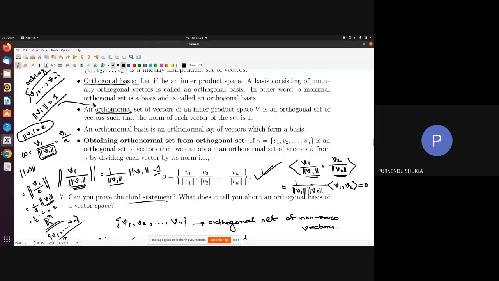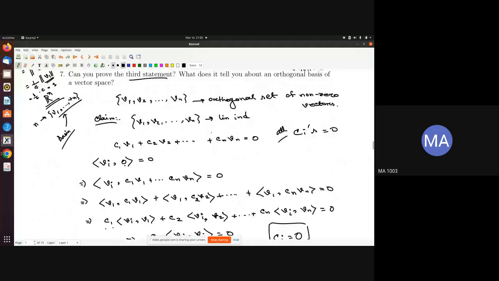If you remember, in physics in class 11, 12, we tried to construct the unit vectors along the axis directions. Whatever the vector length is, I just divide by that length so that I get i, j, k along the x-axis, y-axis, z-axis. That is what we are doing, but in a general sense. Any doubt till this point? So if I give you an orthogonal set, I can get an orthonormal set out of it. And if I give you an orthogonal basis, I can get an orthonormal basis out of it. Correct?